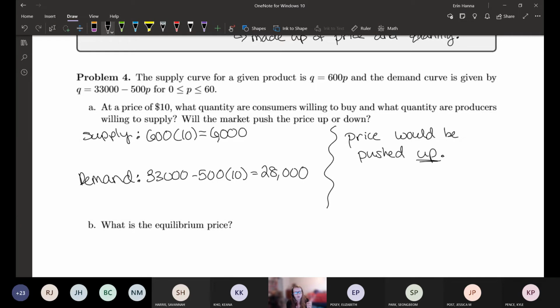Because actually, if you look at these functions, the supply function is going to get larger the larger the price is, whereas the demand is actually going to get smaller the larger the price is. So if we want these numbers to even out, we need to increase the price, to try to make this supply and demand match up a bit better.